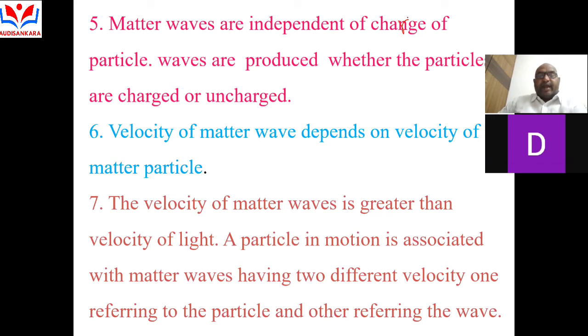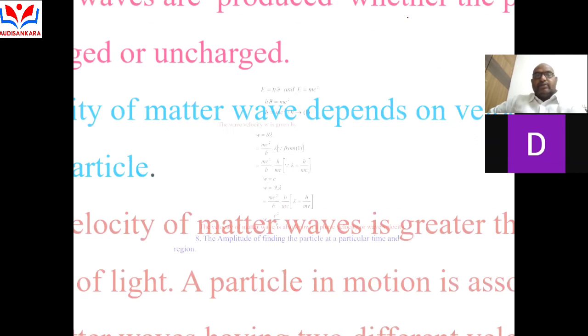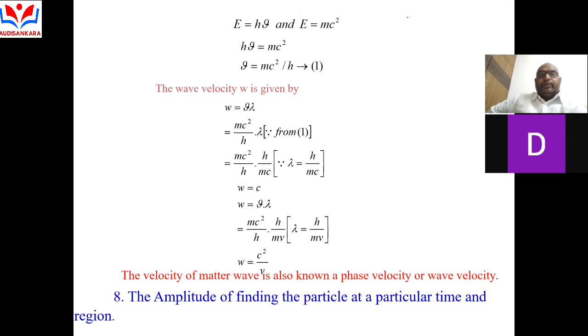The velocity of matter wave is greater than the velocity of light. The particle in motion is associated with matter waves having two different velocities, one referring to the particle, another to the wave. So E is equal to h nu, and E is equal to mc square. Both the energies must be equal. So h nu is equal to mc square, and nu is equal to mc square by h. That is equation 1.